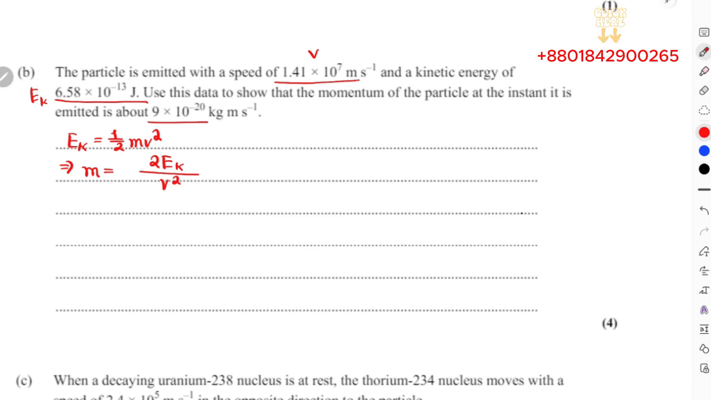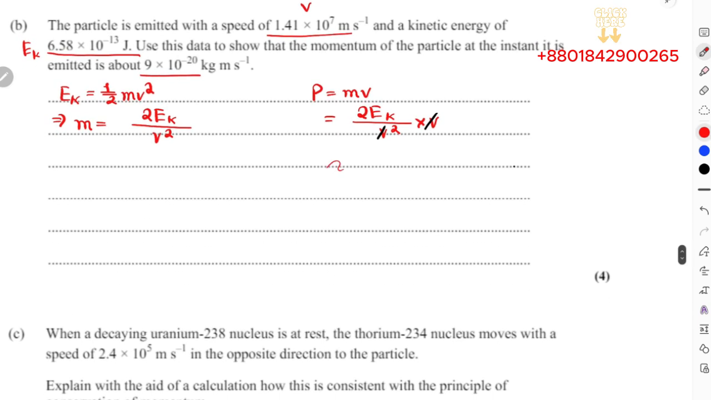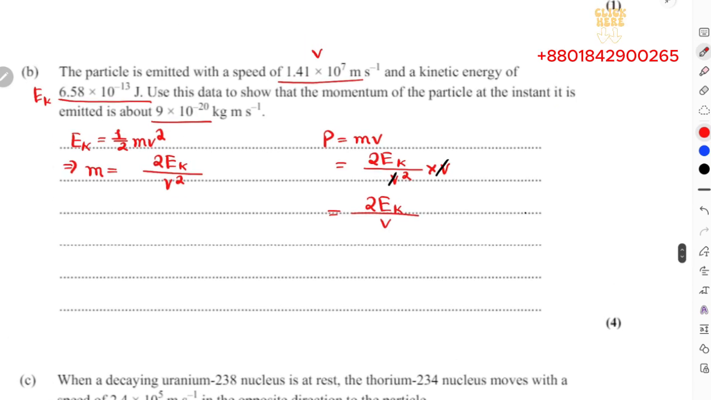Now I can use this derivation for mass and the velocity given in the question to find the momentum. For momentum, the equation was mass times velocity. Mass can be broken down into its own derivation, which is twice kinetic energy over v squared, multiplied by v. The v and v cancel each other out, and you will be left with twice kinetic energy over velocity. Now I have everything. I just have to input the values for kinetic energy and velocity to calculate the final momentum of this particle.